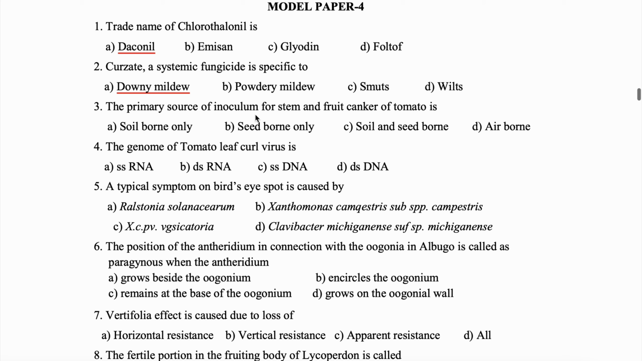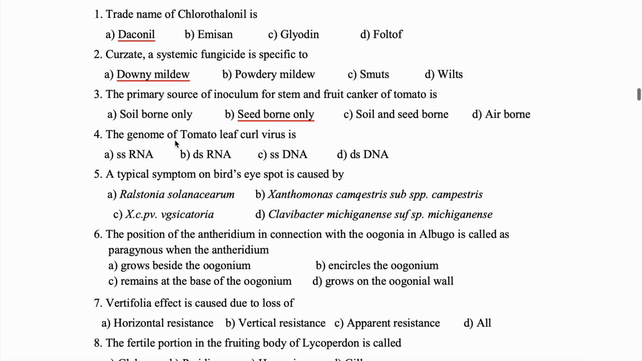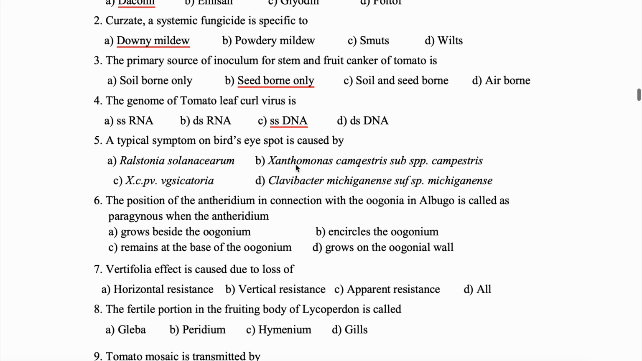Coming to question number 3. The primary source of inoculum for stem and fruit canker of tomato is seed-borne only. Question 4. The genome of tomato leaf curl virus is single-stranded DNA. Why? Because it belongs to what? The Geminiviridae family and it is a begomovirus. That's why the genetic material is single-stranded DNA.